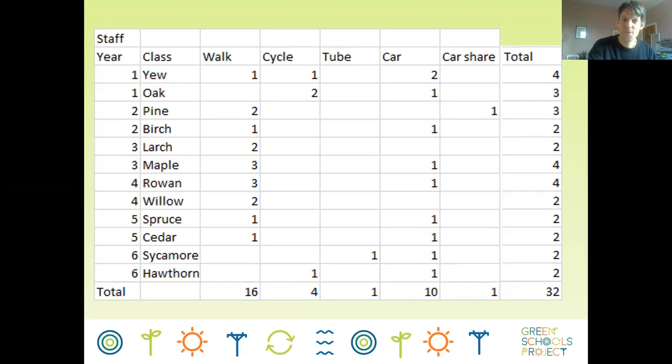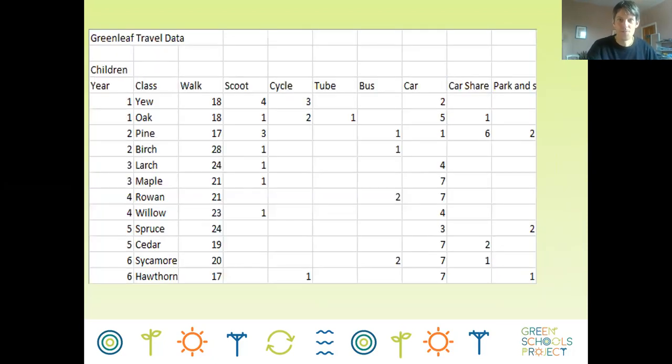Okay, so that's really useful information about how all of those 32 staff got to and from school that we're going to use to calculate the carbon emissions. The next thing I want you to do, that was the nice easy one because there weren't so many. The next one is children. Now, children is a bit more complicated because obviously there's more of you than there are of staff, and there were in the survey more different methods of transport as well.